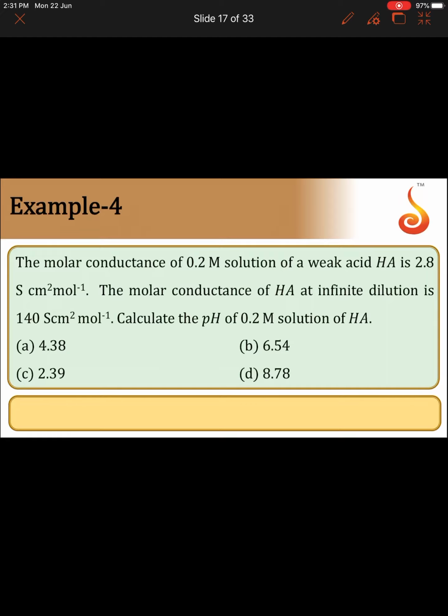First, by using lambda m and lambda m naught values, we'll calculate the alpha value, where alpha is equal to lambda m by lambda m naught. Lambda m is molar conductance at given concentration and lambda m naught is molar conductance at infinite dilution. Lambda m is 2.8, lambda m naught is 140, so the alpha value is 0.02.